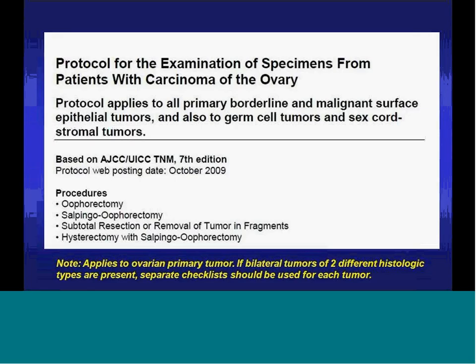So with that, let's get started. This is the protocol that we're going to be speaking about. It was posted in October 2009 and pertains specifically to carcinomas of the ovary, and that includes quite a wide variety of tumors, mainly the borderline and malignant surface epithelial tumors, and in those, it's really well focused towards the serous adenocarcinomas. But this checklist can also be used with germ cell and sex-cord stromal tumors, and throughout my talk, I'm going to be highlighting some of the areas where, although it doesn't fit perfectly, it can certainly be used.